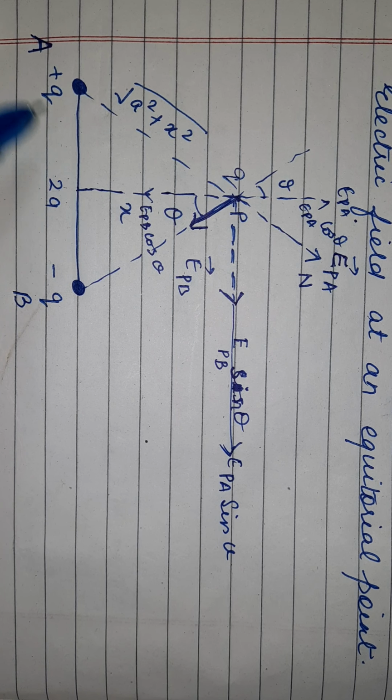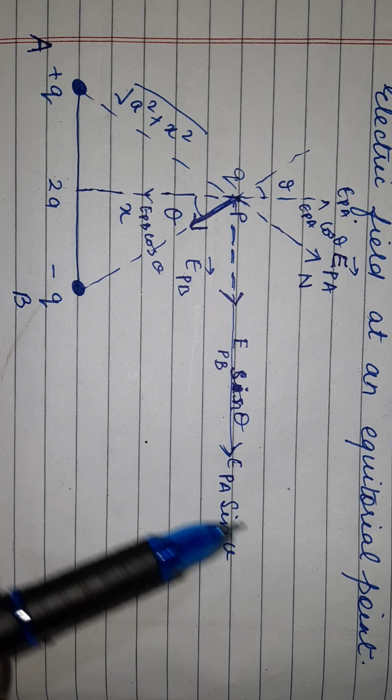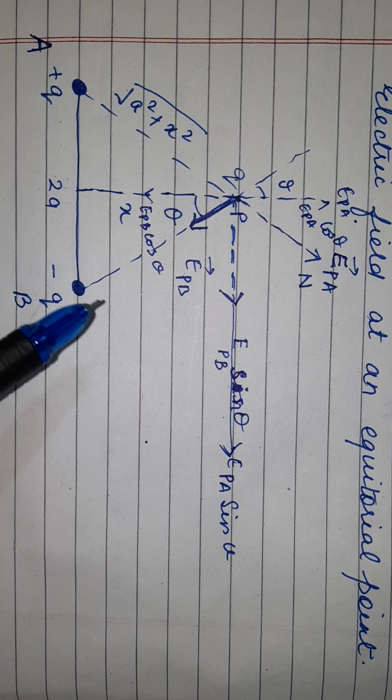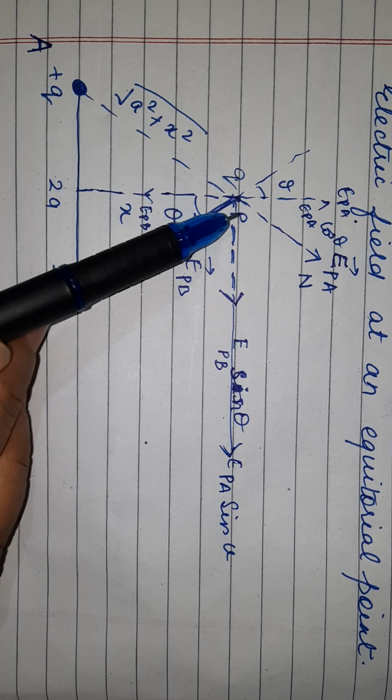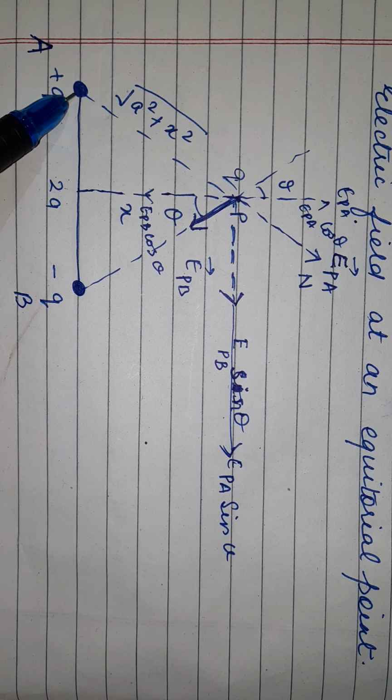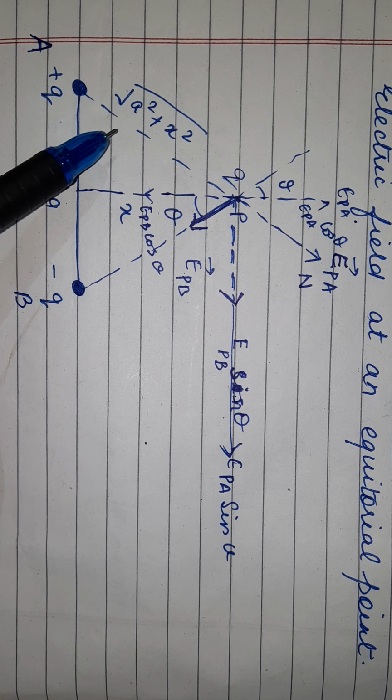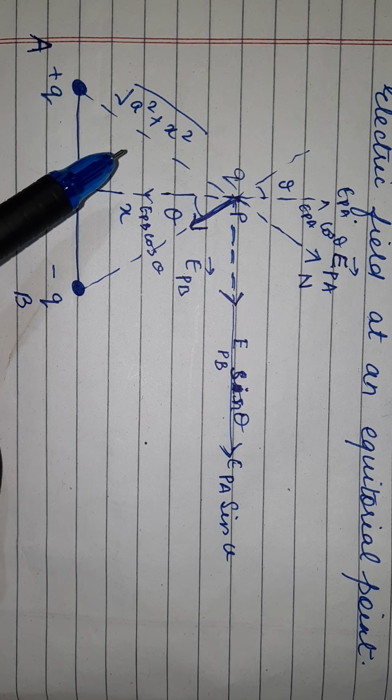Okay, now here you can see that plus q charge is at A and minus q charge is at B. Now electric field at P due to A is directed along PN.